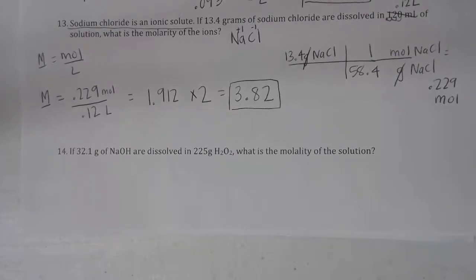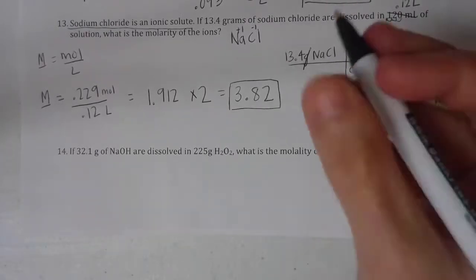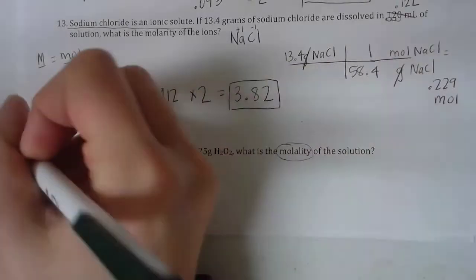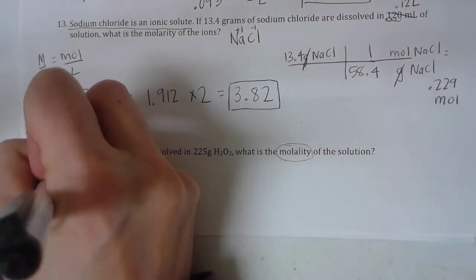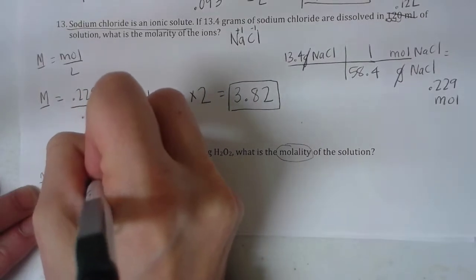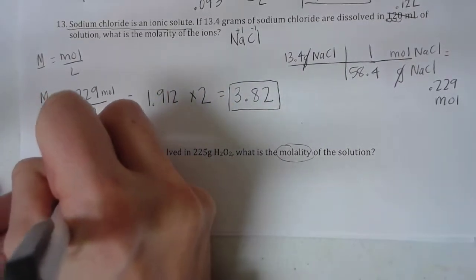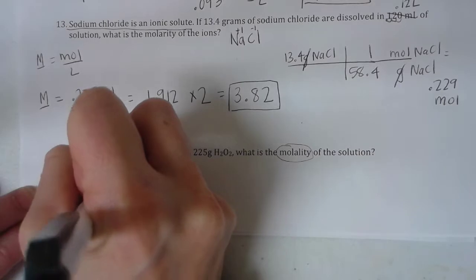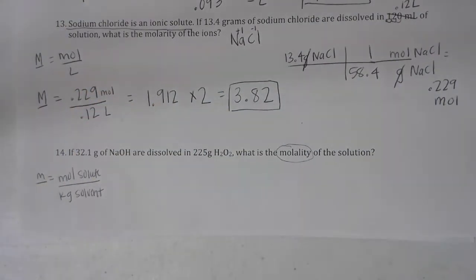Alright, for my next one, it changes to molality. So for your molality formula, it's little m equals moles of your solute divided by the kilograms of your solvent. So this changes. It's no longer your solution on the bottom, it's your solvent. So we're not talking about the whole thing anymore.